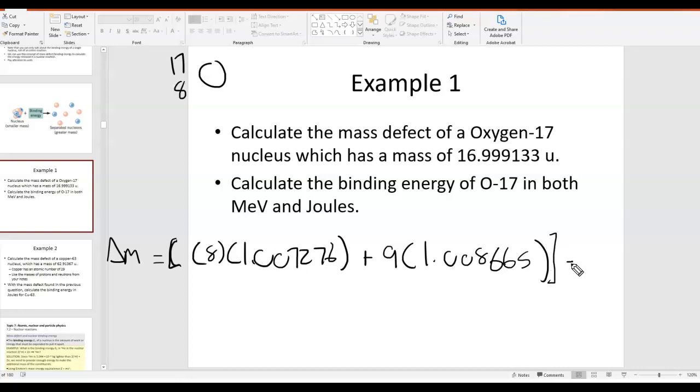now we need to subtract the mass of the nucleus, which is given in the problem. You would always be given that because there's no way for you to just know that. That's determined experimentally. So the mass defect here is going to be equal to this very small number.